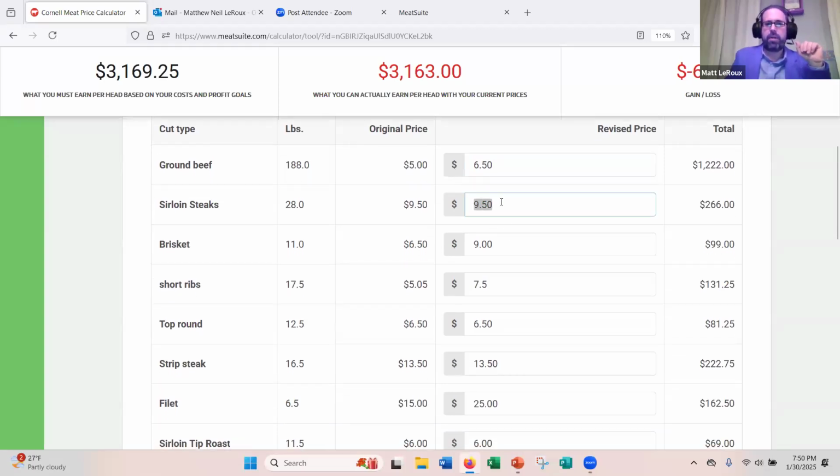You can see that it went almost to green, and now we got to green. So what you do on this page is start adjusting prices until you see the numbers at the top turn green. That means you've hit or exceeded your goal. It's okay to exceed your goal.